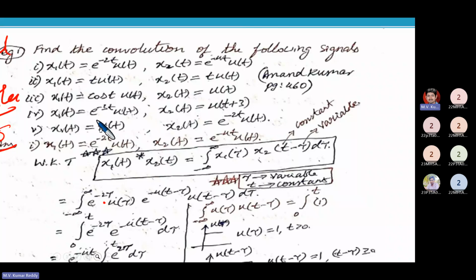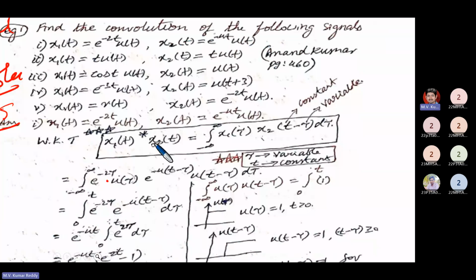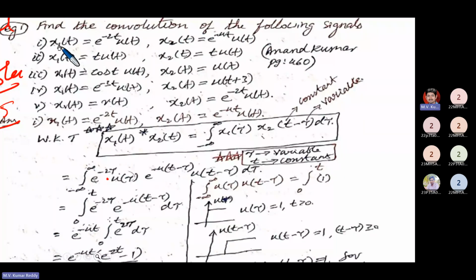Now the first problem. The x1 signal is given, the x2 signal is given. Now we have to convolute these two, that is, mix these two signals and find the resultant signal. In place of x1 we have t, and in place of x2 also we have t. In the convolution, replace t with tau. First of all, you have to replace with tau.